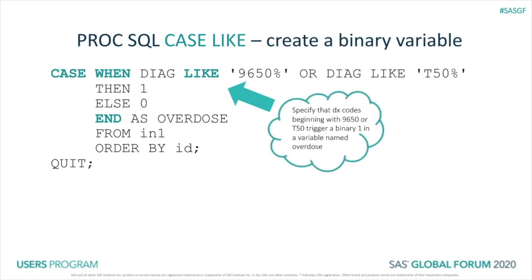In this case, I'm using the like operator to create a binary variable. These are diagnosis codes that are ICD-9 and ICD-10. So if I encounter any diagnosis codes starting with these, it's going to trigger a binary one value in a variable called overdose. And again, this is a really handy technique to use when you are dealing with huge data sets and just creating an easy binary.